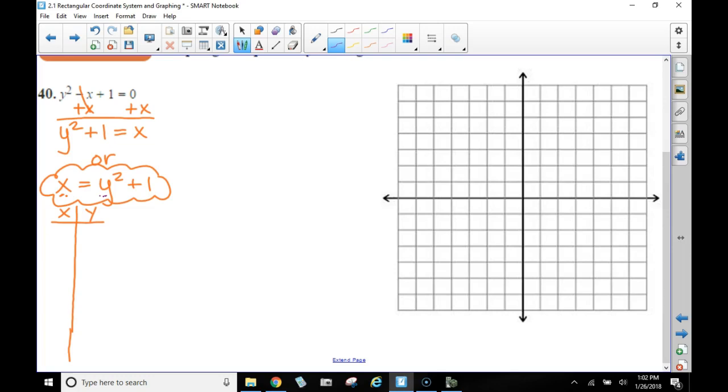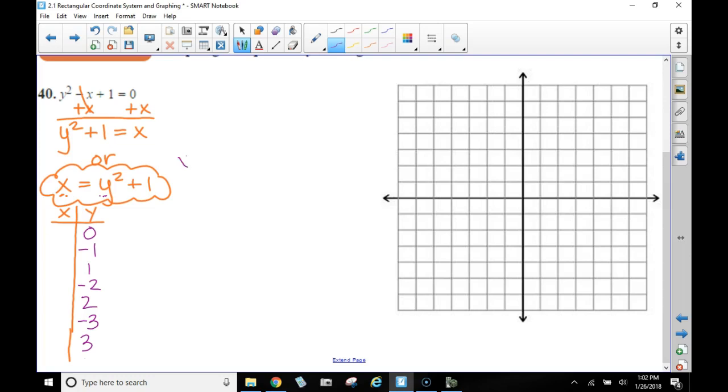So down this column, since I have my equation solved for x, I'm going to pick out y values, such as 0. Let's do a negative 1, a positive 1, a negative 2, a positive 2, a negative 3 and a positive 3. Hey, and if we need to go back and pick out some fractions and some decimals and some bigger numbers, we sure can. All right, now use your formula here to calculate the x values given these chosen y values.